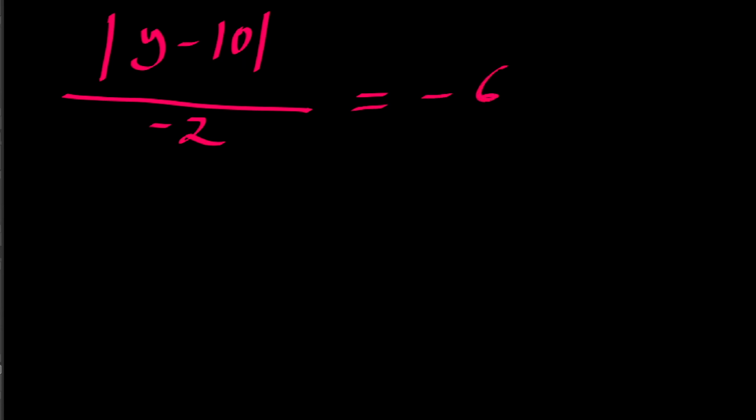My question to you is, how would I isolate this absolute value sign? Because it's not isolated. How would I isolate that? How would I get rid of negative 2? Well, let's act like this were x over negative 2.